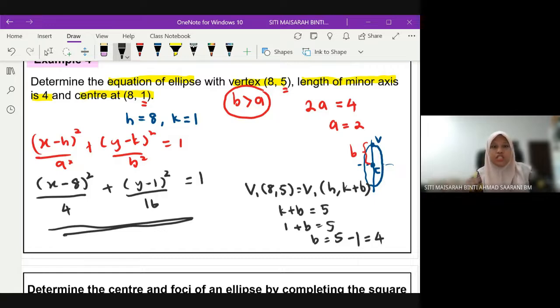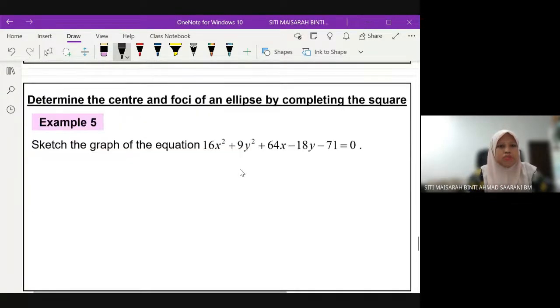Tak perlu lukis, dia tak suruh pun. Okay, so cukuplah. Kalau dia suruh sketch baru kita sketch lah. Okay, then seterusnya kita move kepada part yang ketiga, determine the center and foci of an ellipse by completing the square method. Okay, so jadi dia akan bagi equation.